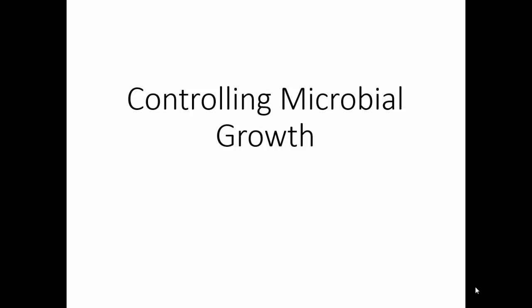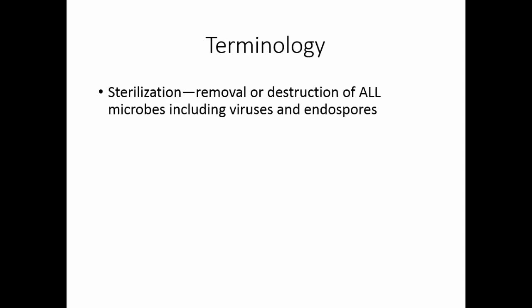Now that we know a little bit about how microorganisms grow, we can talk a little bit about controlling their growth. We'll start with some terminology. Sterilization is the removal or destruction of all microbes, including viruses and endospores, from a substance. Something that has been sterilized is said to be sterile. There is nothing on its surface.